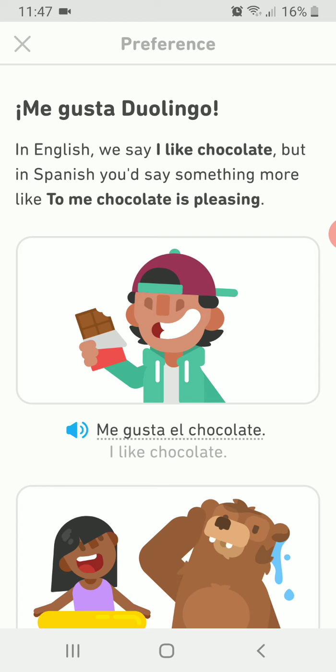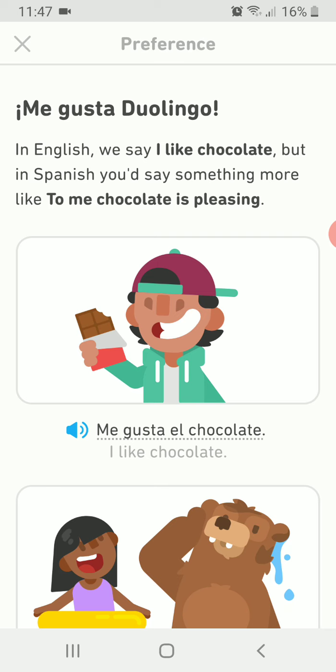In English, we say I like chocolate, but in Spanish, you'd say something more like, to me, chocolate is pleasing. So you see that if you translate from one language to another, usually it will not make sense, because literally it means different things. So me gusta is more like, to me, chocolate is pleasing.